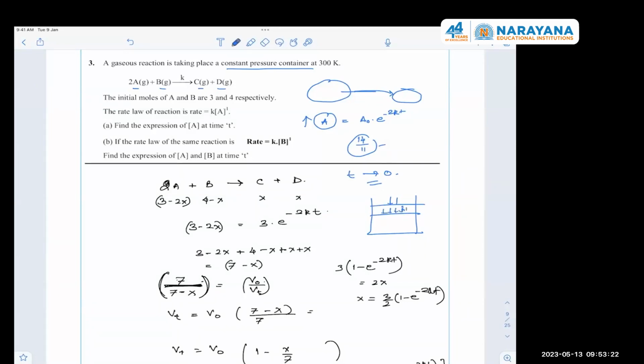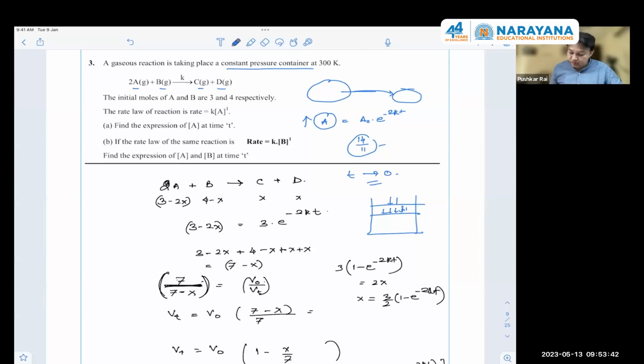Understood? Yes, sir. So that is why the volume is contracting. Understood? Yes, sir. So how to solve this problem? The idea is clear. You will simply write it for the amount. You will write the rate law only for amount.